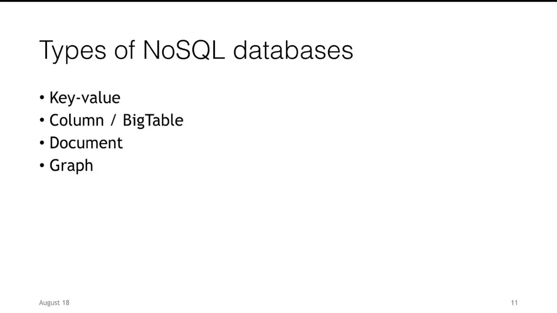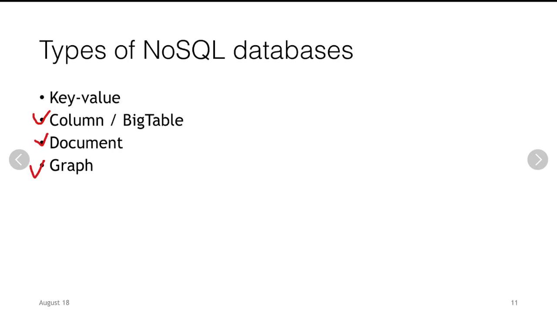So there are four types of NoSQL databases. One is key value, the second one is column, or we can also call it big table. The third one is document, and the fourth one is graph. So we will take a look at the details for each of the databases.